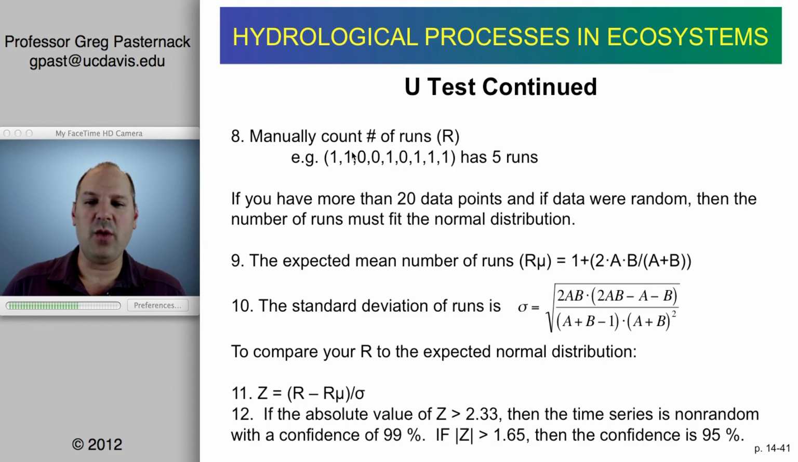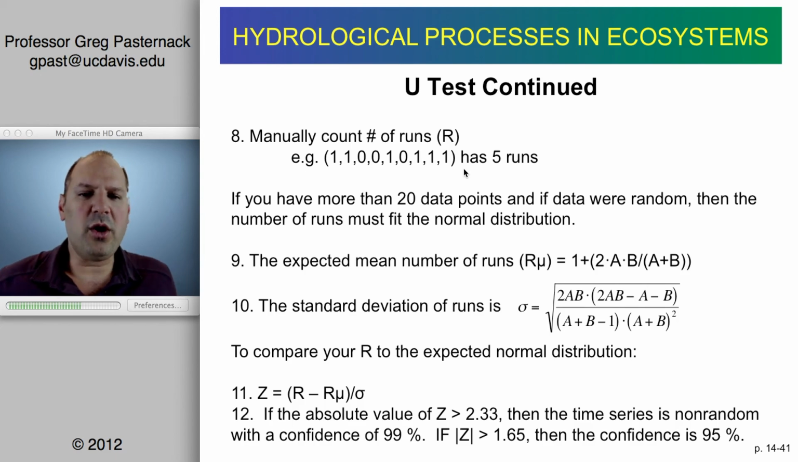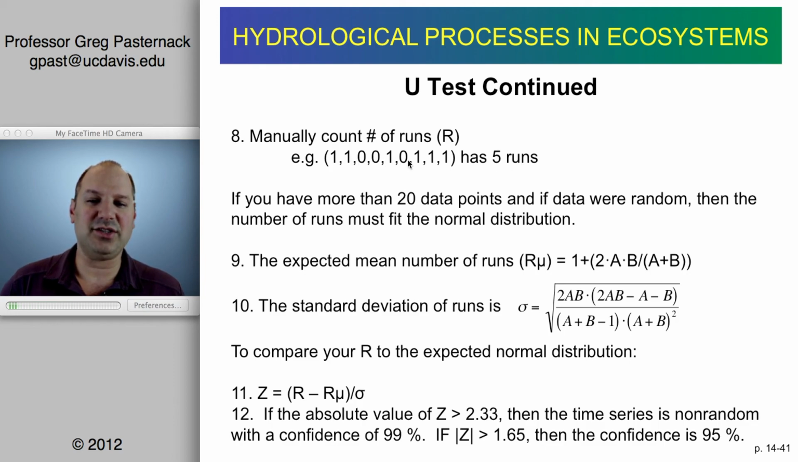In this case, 1, 1, that's a run. 0, 0, that's a run. 1 by itself is a run, 0 by itself, and then 1, 1, 1. So there's 5 runs. Now, if I were to flip a coin as either a 0 or 1, what are the chances that I'm going to end up with 5 runs of heads and tails? The answer to that is what we call the expectation. The expectation is the number of runs you would have if the process were random. There are formulas to calculate that, and you'll have that as a homework assignment, so you'll be doing that.